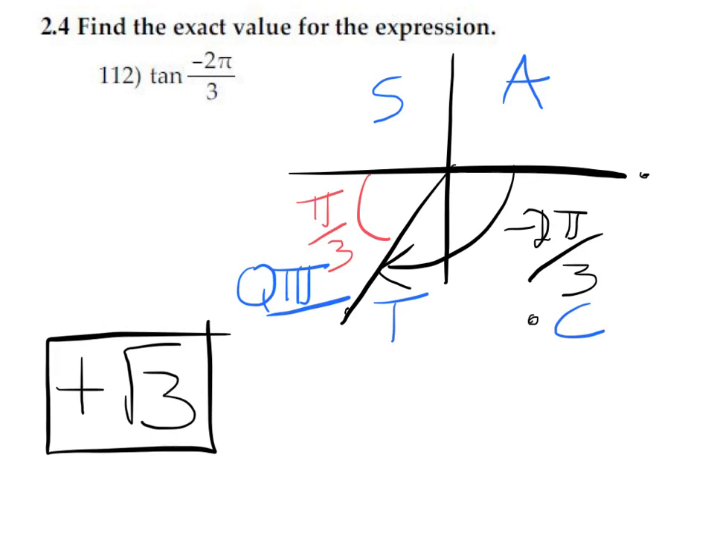Make sure that you are doing a two-step process. Step 1, find the reference angle so that you can figure out the value, in this case square root of 3. Step 2, find the quadrant of the terminal side, in this case quadrant 3, where tangent's positive, to get our plus.